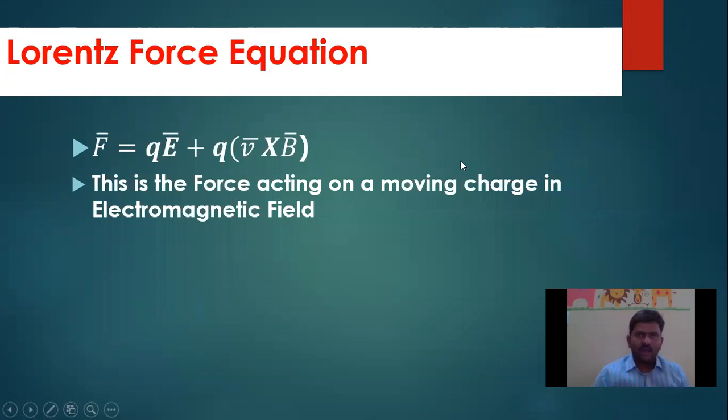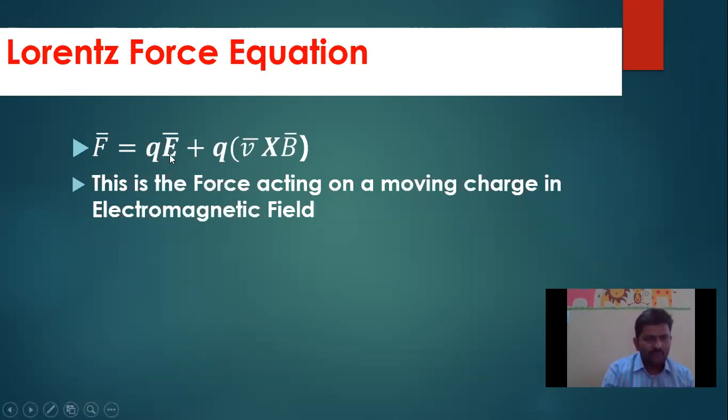With this, we saw multiple dimensions of the force on a charged particle moving in a magnetic field. Now we will see the Lorentz force equation. The Lorentz force equation is nothing but the force acting on a charge kept in an electromagnetic field. That means when electric field as well as magnetic field are both present in a space, and we send a charged particle into that space, the combined force is given by the Lorentz force equation.